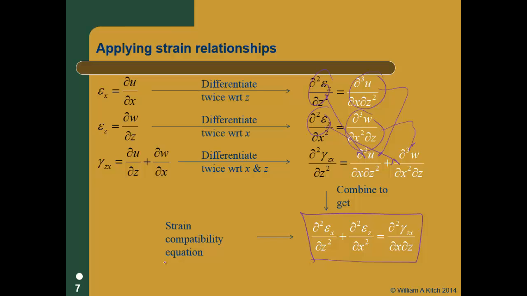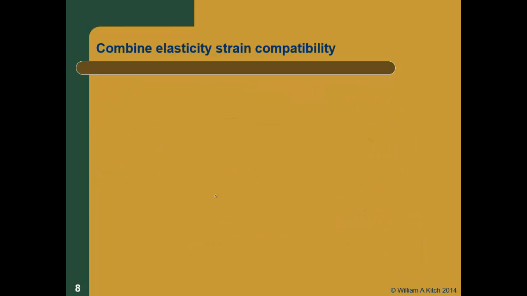So this is called the strain compatibility, because this is just saying, if I have these strains, they're related in this way. It doesn't say anything about what the strain is, it just says they're related in this fashion. Okay.